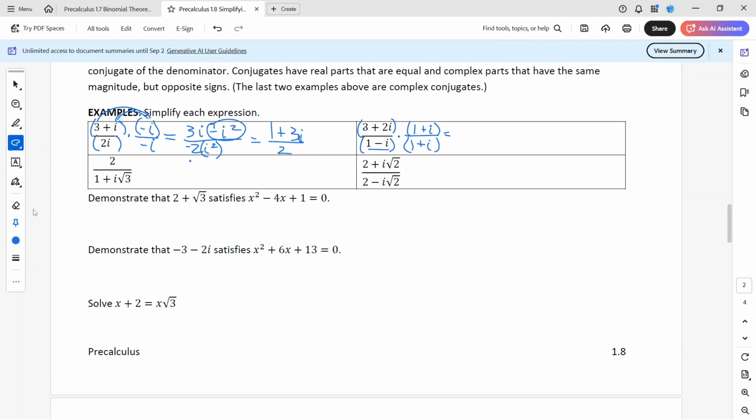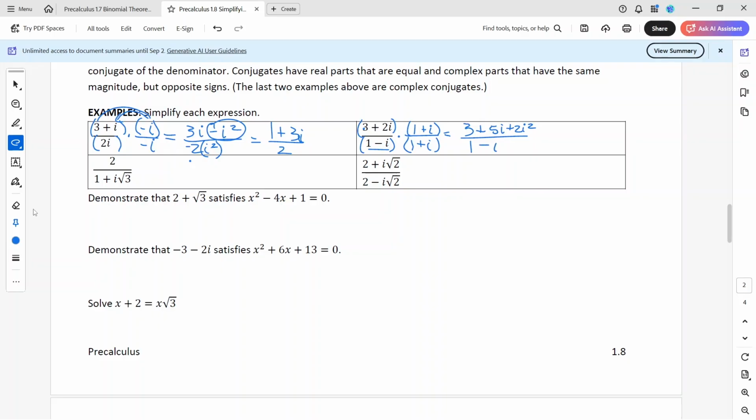So first times first is 3. Outside pair is 3i. Inside pair is 2i. Put them together for 5i. Last times last is plus 2i squared. Down on the bottom, first times first, 1 times 1 is 1. Outside pair, inside pair go to 0. Don't even look.